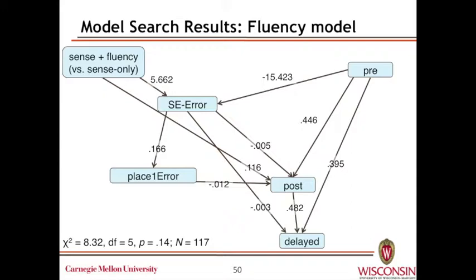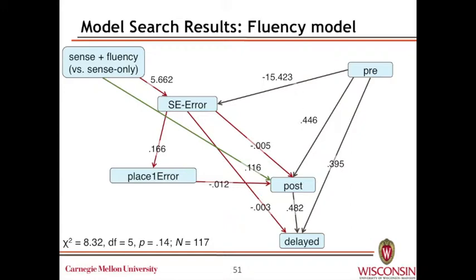And that explains the positive effect of condition on the post-test. So now, here's the model that I found for the fluency-building hypothesis. And here, it's different. So we only see a negative mediation. And again, that is expected because students in the sense and fluency condition have more variability in terms of what problems they work on. So that's not surprising.